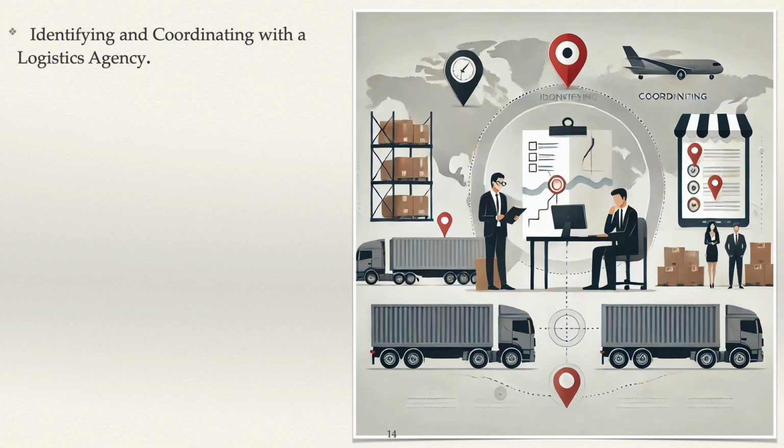Negotiation and contracting: negotiate terms with the selected logistics agency, including rates, delivery schedules, service levels, and contingency plans. The contract should clearly outline expectations, key performance indicators, and procedures for managing potential delays or issues. Setting up communication channels: establish direct communication channels between the logistics agency and the project team. Regular communication is essential for coordinating deliveries, managing schedules, and addressing any logistical challenges promptly.